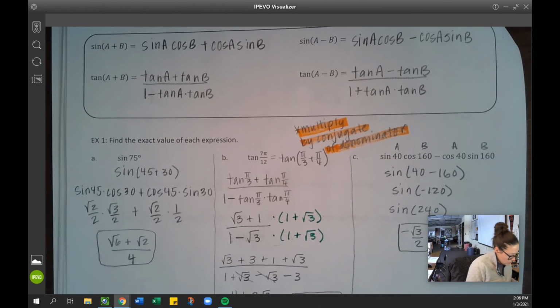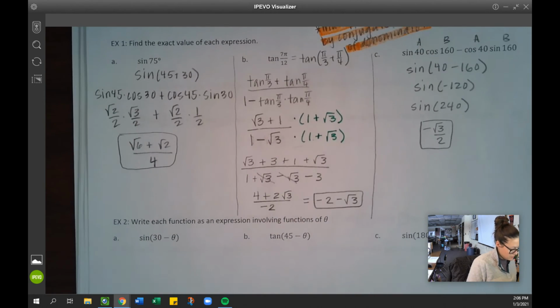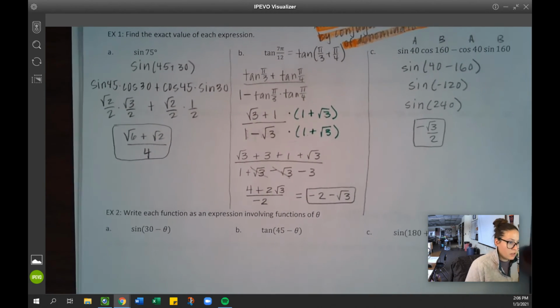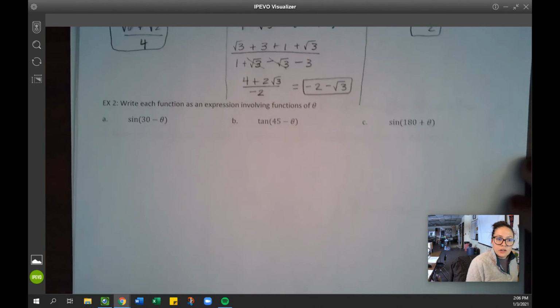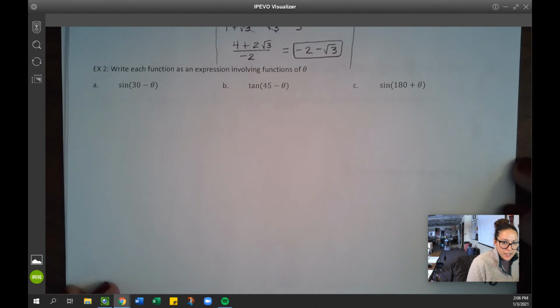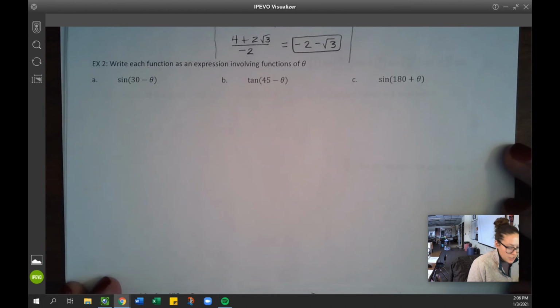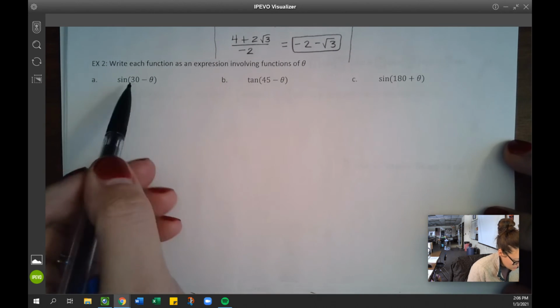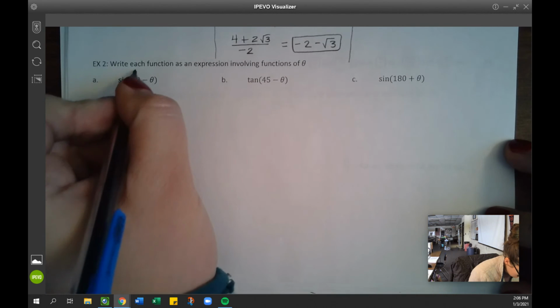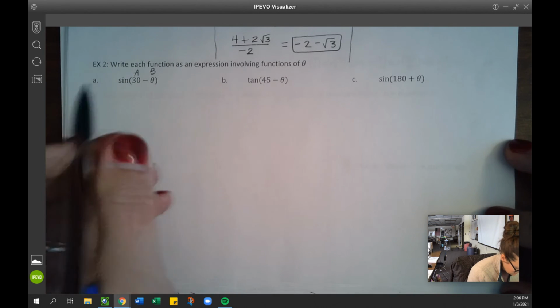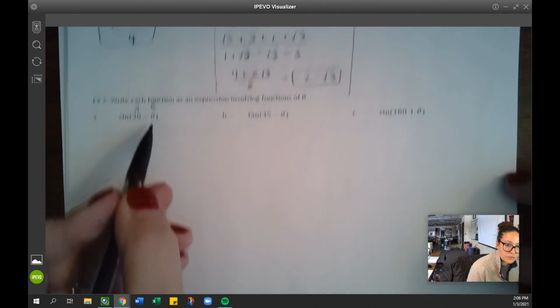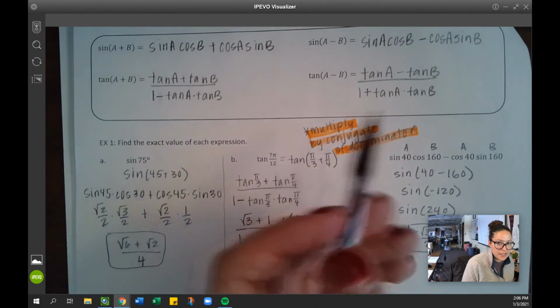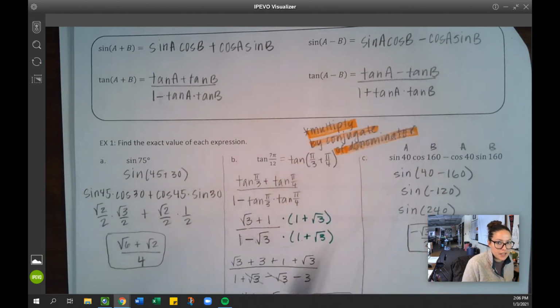All right, moving on. Write each function as an expression involving functions of theta. Okay, so this again is just plugging things in. This is an A and a B. That's a difference. So we're going to use our difference identity, this guy right here.